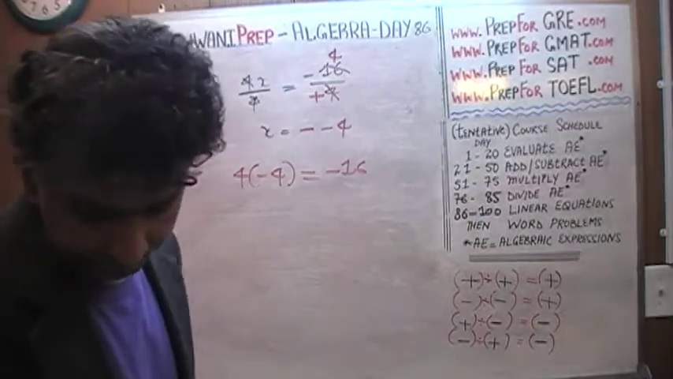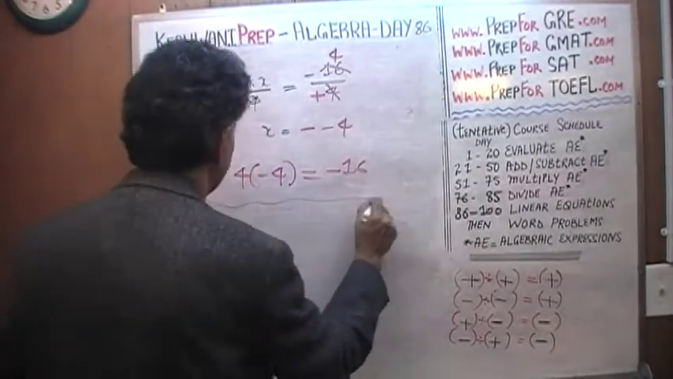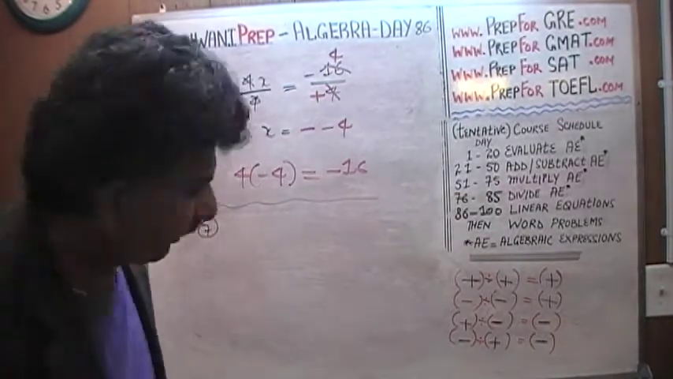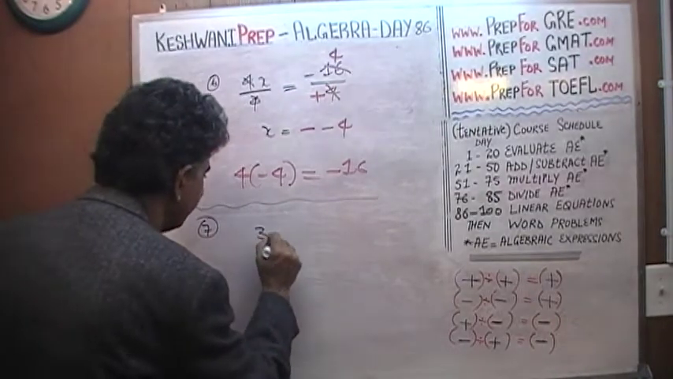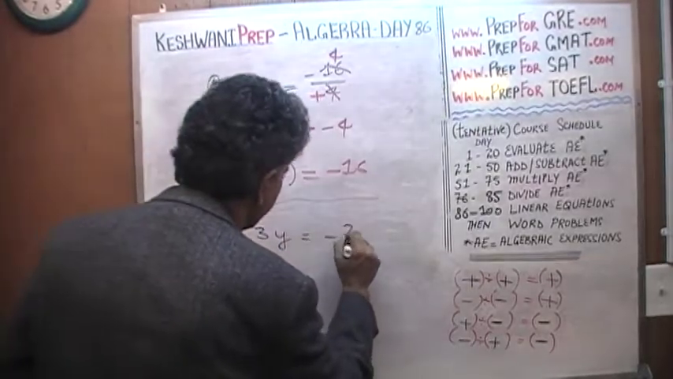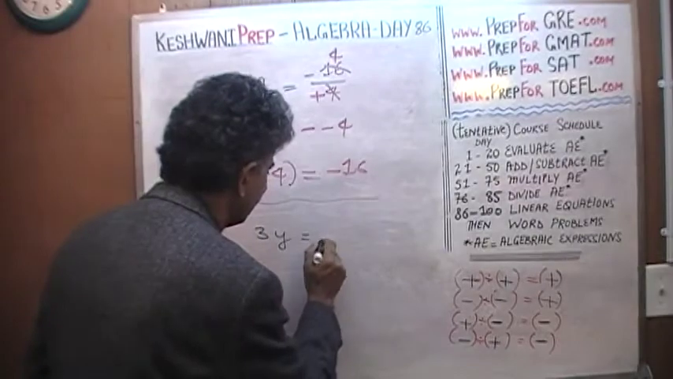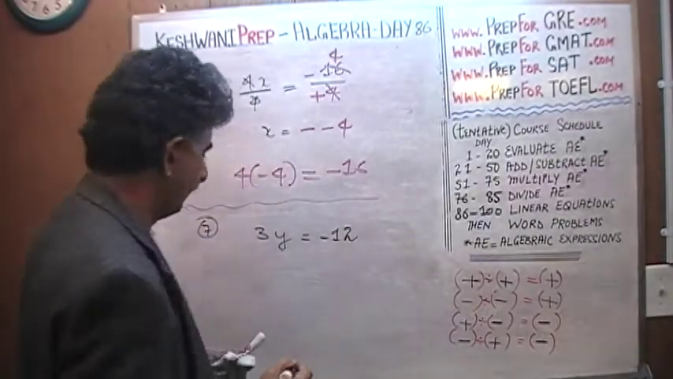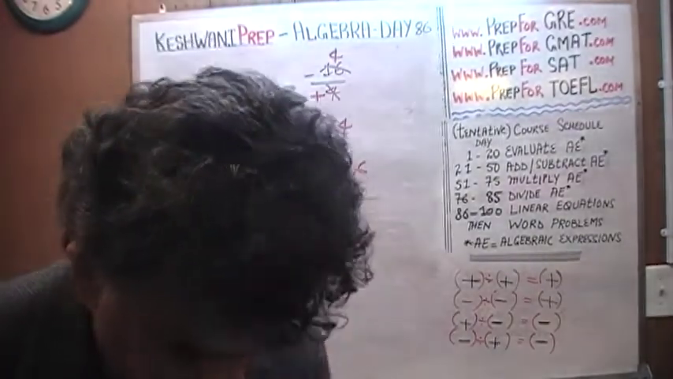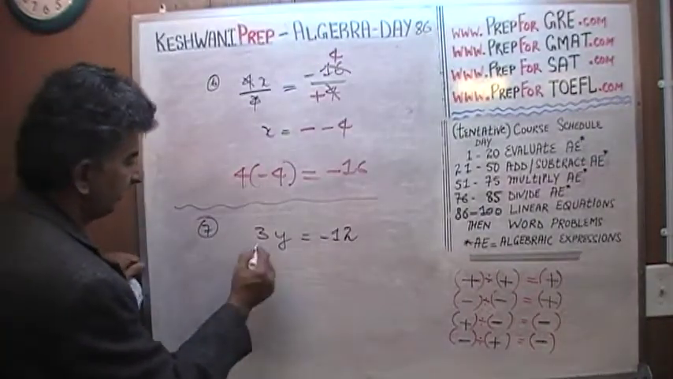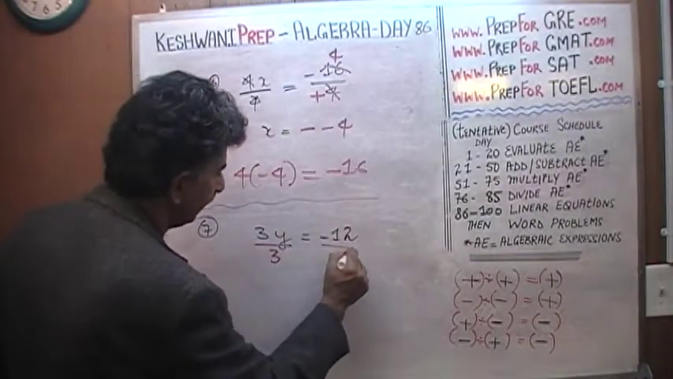Let's do number 7. Three times y equals negative 12. Again, same idea. In order to get rid of the 3 from this side, divide both sides of the equation by 3.